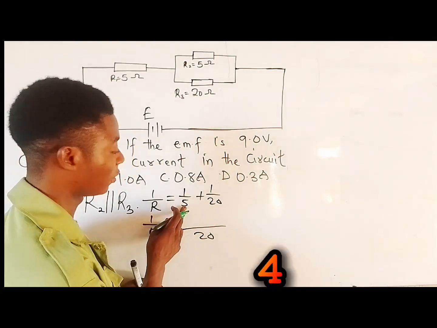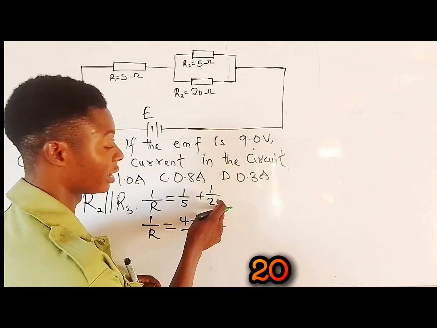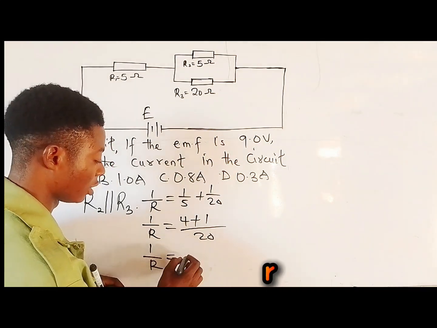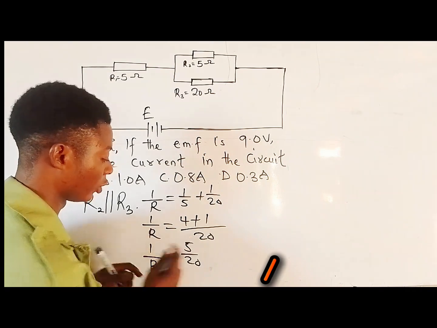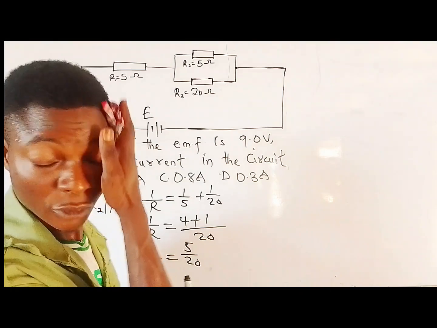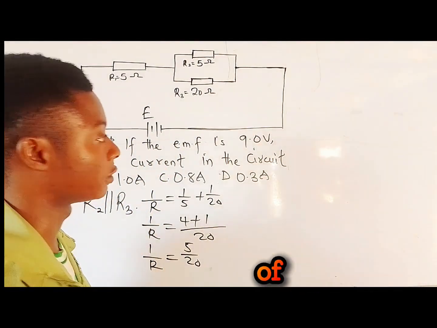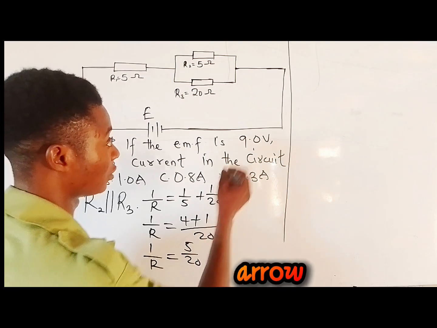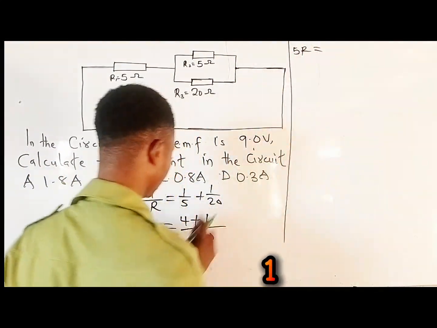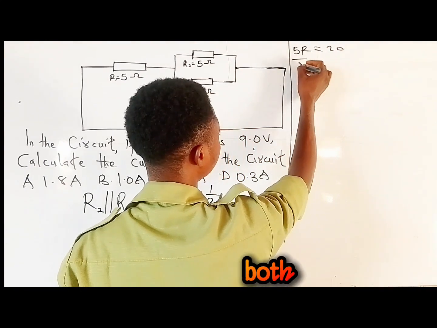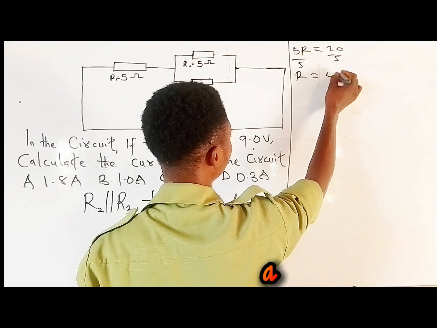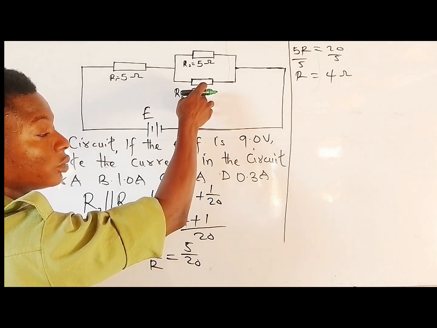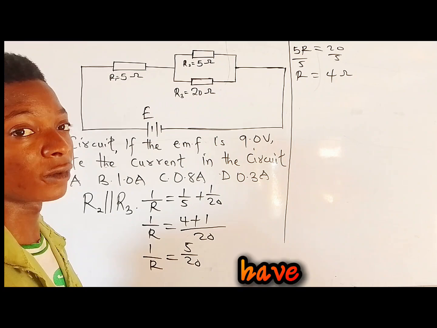20 divided by 5 is 4, 4 times 1 is 4. 20 divided by 20 is 1, times 1 is 1. So that means 1 divided by R equals 5 divided by 20. So what do we do here? We cross multiply to make R the subject of the formula. 5 times R is 5R, and 1 times 20 is 20. So divide both sides by 5, we have R equals 4. So the 5 ohm resistor and the 20 ohm resistor in parallel resolve together to give us 4 ohm.